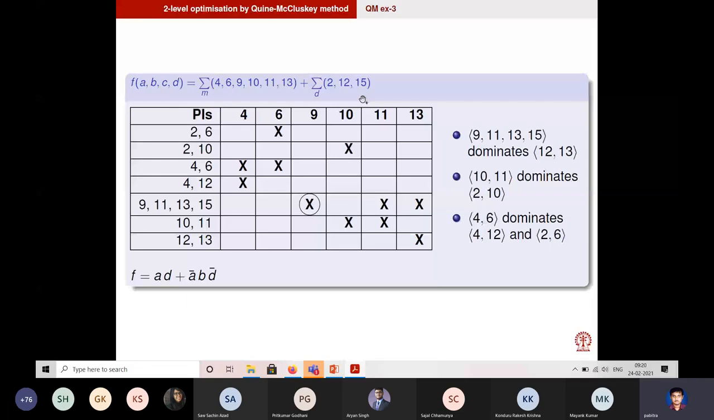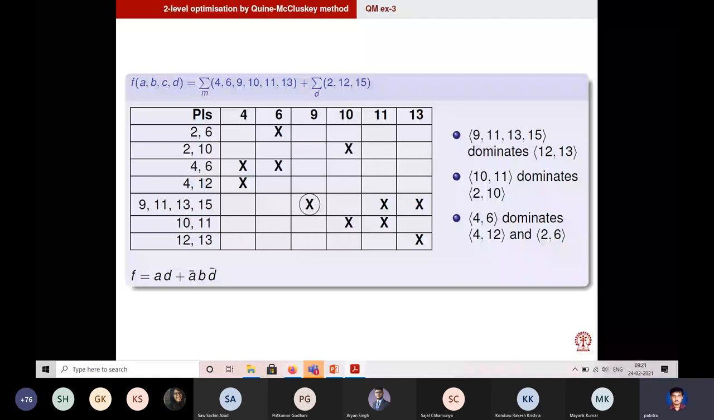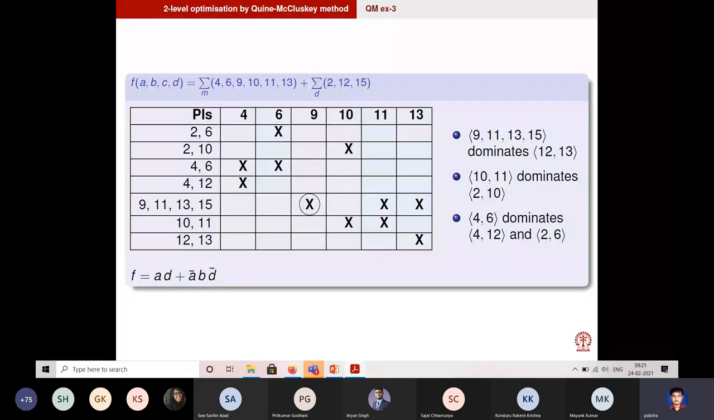Since I don't need to cover them, while finding the prime implicants, I include the don't care terms. But in the prime implicant chart, where I find the minimum set of prime implicants by covering all the minterms, there I don't include the don't cares. So while forming prime implicants, I include don't cares. While forming the minimum cover, I don't include don't cares. I include only the true minterms.